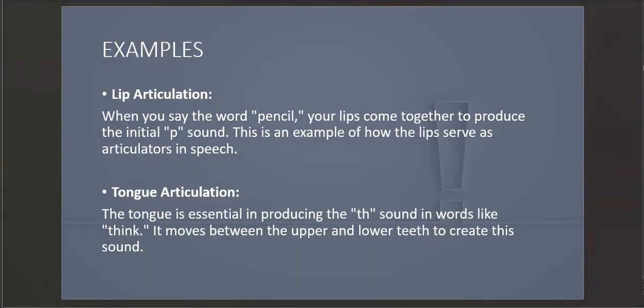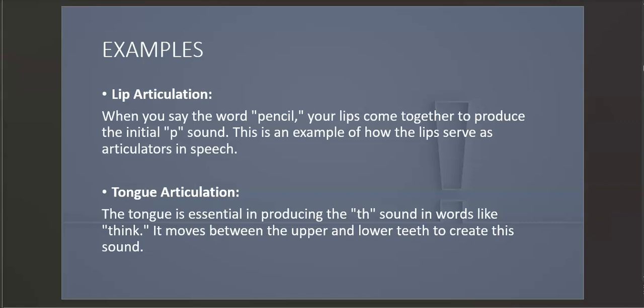So here I will give you examples of how these speech organs work. Before I even continue showing you the pictures of these speech articulators, I'm still introducing you to different speech organs that will help us articulate words or speak or enable us present our speech, okay? So one example is the lip articulation. When you say words like pencil, your lips come together to produce the initial P sound. This is an example of how the lips serve as articulators in speech.